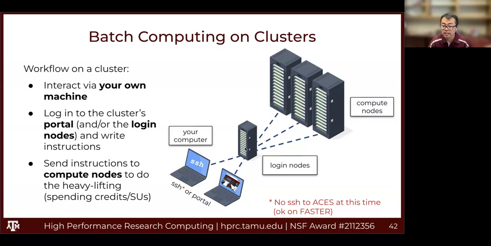The first place you will be landing on is a login node. On this login node, you can do some lightweight stuff, for example, some coding or some lightweight job running. And then after that, you feel, hey, my code is ready for running on more computing resources. Then you can use a Slurm job file to send it to the compute nodes, use more cores, more GPUs, and that will be through Slurm. But now there is no SSH to ACES at this time, but it's okay on Faster.